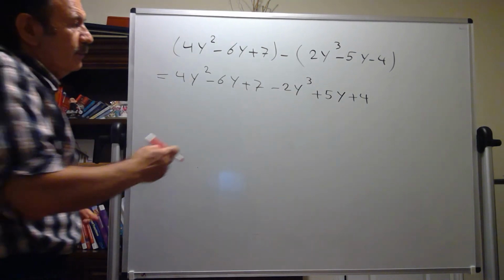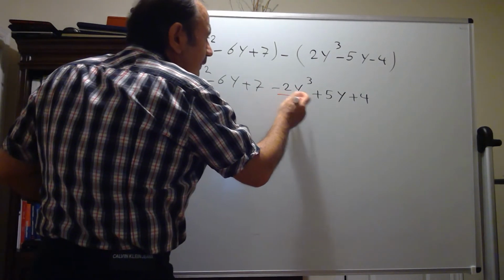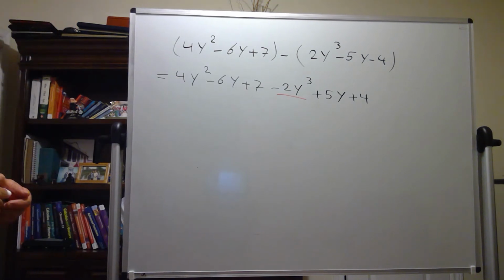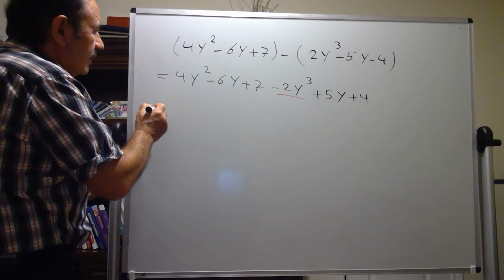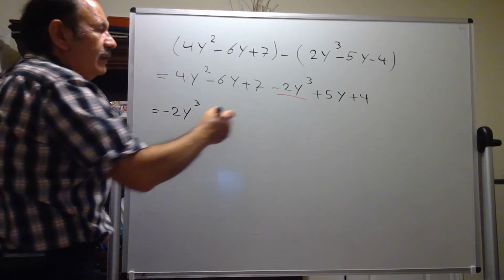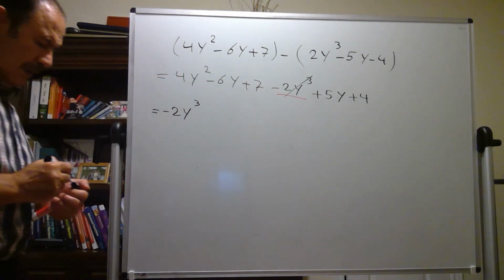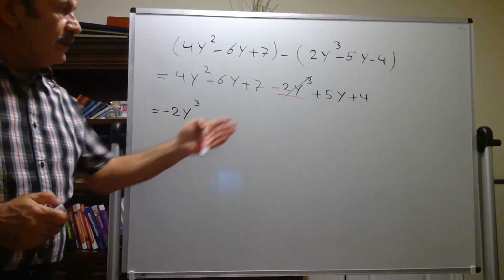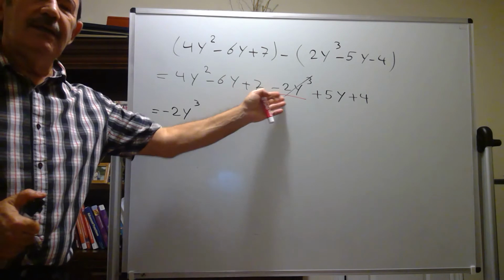But y to the power of 3 is only this term. We don't have any other y to the power of 3, so it doesn't have a like term. I just write it here: negative 2y to the power of 3. After writing, I'm crossing it out to be sure that I finish with this term.